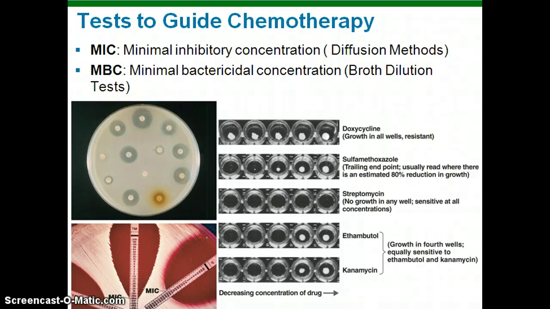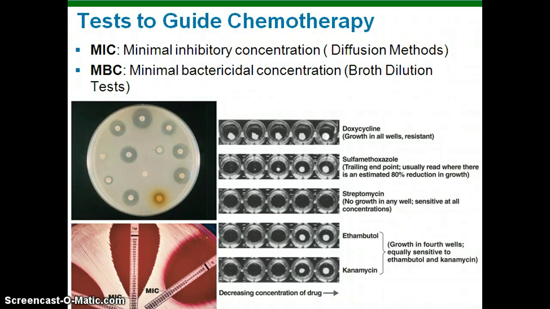So tests that we can use to know the sensitivities of pathogens can define what we call the MIC, or the minimal inhibitory concentration. This is going to be the lowest antibiotic concentration that is effective. The other thing that they can tell us is the MBC, which is the minimal bactericidal concentration. This is going to be the lowest bactericidal concentration that is effective, obviously.